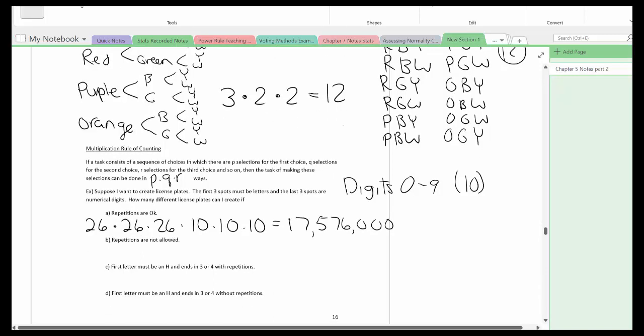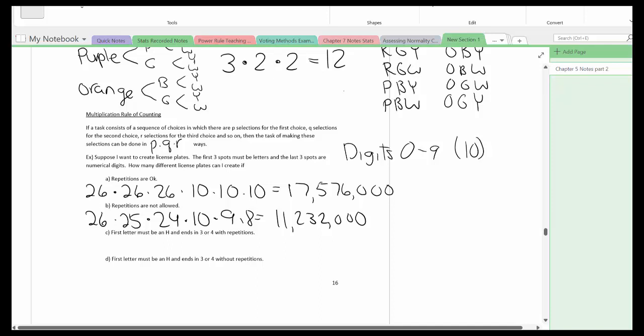Okay, part B, repetitions are not allowed. So once I pick a letter or a digit, I can't use it again. So start with 26. Let's say I use X, I can't use it again, so I only have 25. Let's say I pick Y, I now only have 24 letters to pick from. Digits. If I pick 0 for starters, I can't pick it again, so I only have 9 digits. Let's say I pick 1, now I only have 8 to choose from. When I multiply, I get 11,232,000.